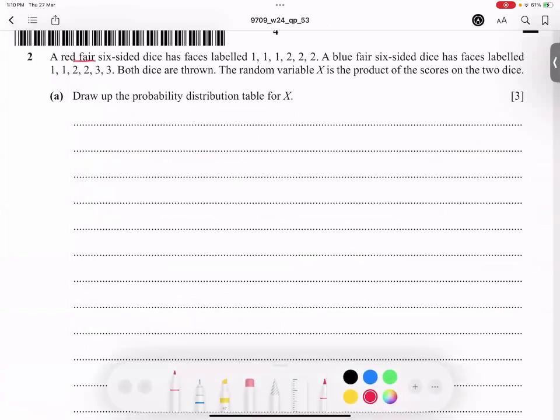A red fair 6-sided dice has faces; he mentioned 3 1s are there and 3 2s are there. And a blue fair 6-sided dice has 2 1s, 2 2s, and 2 3s. Both dice are thrown, and X is the product of the scores of the two. We have to multiply. Product means multiply.